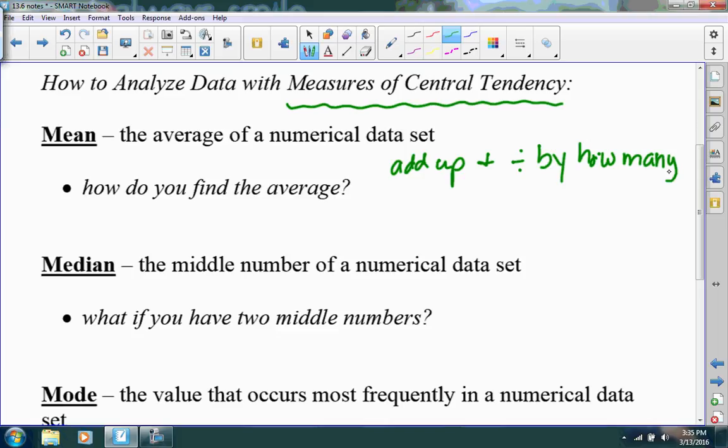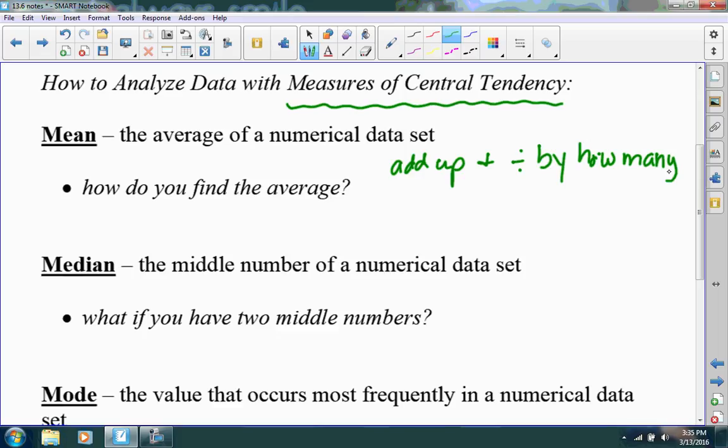Okay. The median is the middle number of the data set. Think of the median in a road, like a cement, or sometimes it's grassy or it has trees, but it's like the big space that goes down the middle of a road. That's called a median. And that's the same for numbers. It's the number that's in the middle of the data set.